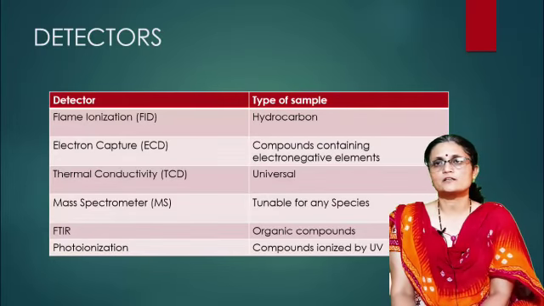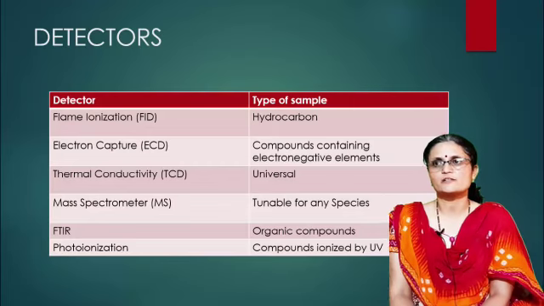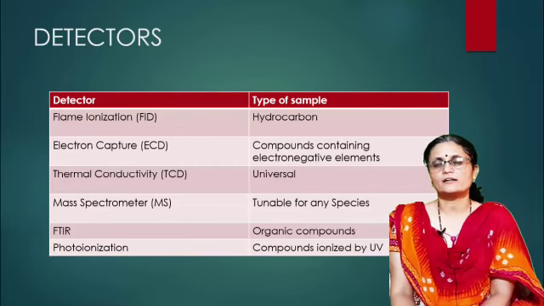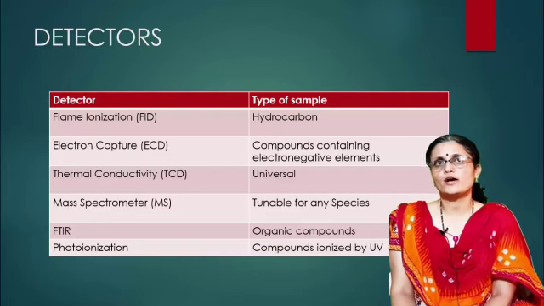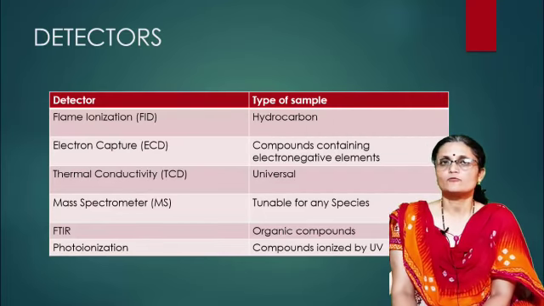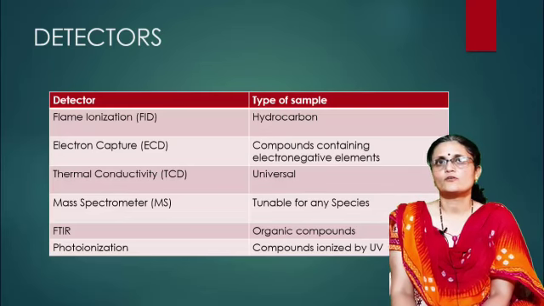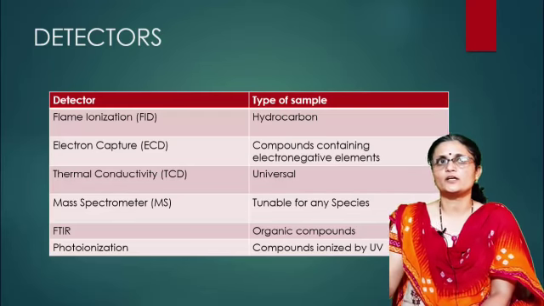Mass spectrometers are tunable for any species. Then FTIR is used for organic compounds. Photoionization detectors are for those compounds which can be ionized by UV radiation.